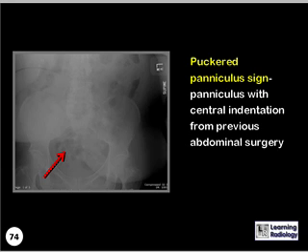This is the puckered panniculus sign. The panniculus has a central indentation, almost always indicating previous abdominal surgery. What is this appearance called?